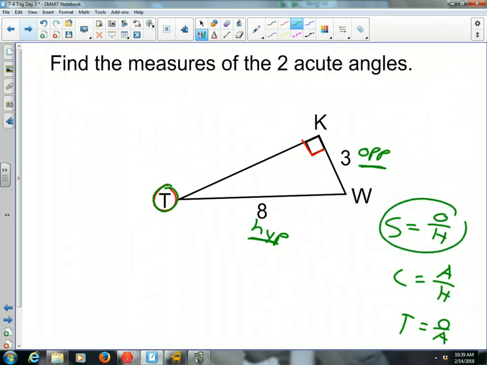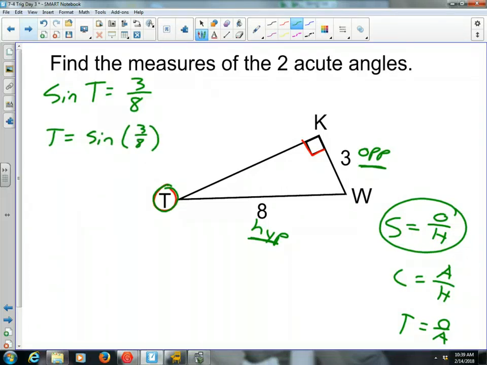Opposite and hypotenuse is the sine function, isn't it? So the sine of the angle that I'm talking about, in this case, the sine of angle T, equals opposite over hypotenuse. So the sine of T equals 3/8. So how many degrees is angle T? Well, it's the inverse sine of 3/8. If I want to get rid of this sine right here, I got to do the inverse to both sides. So the inverse sine of 3/8.